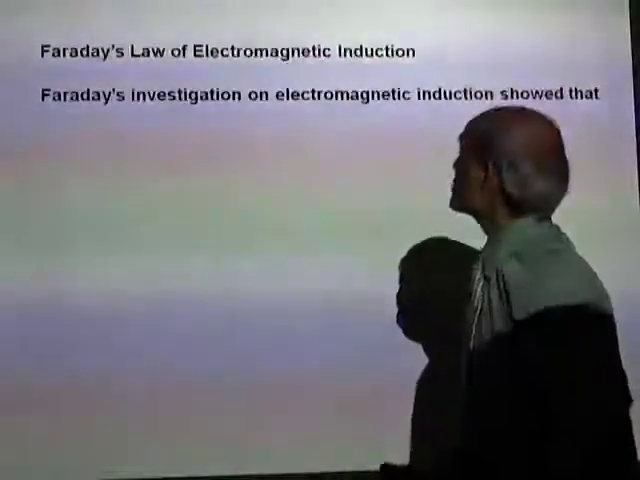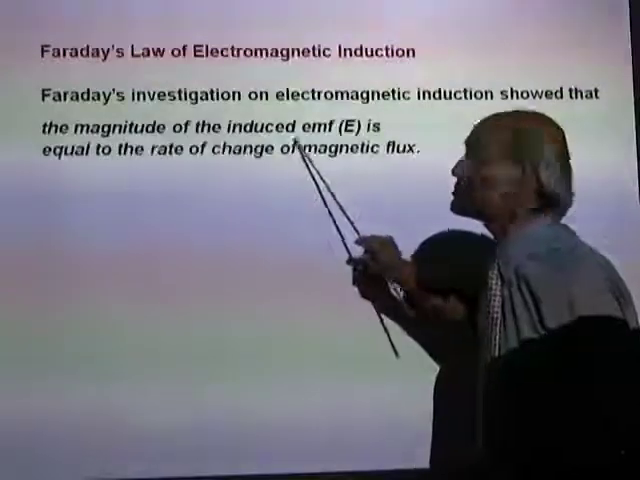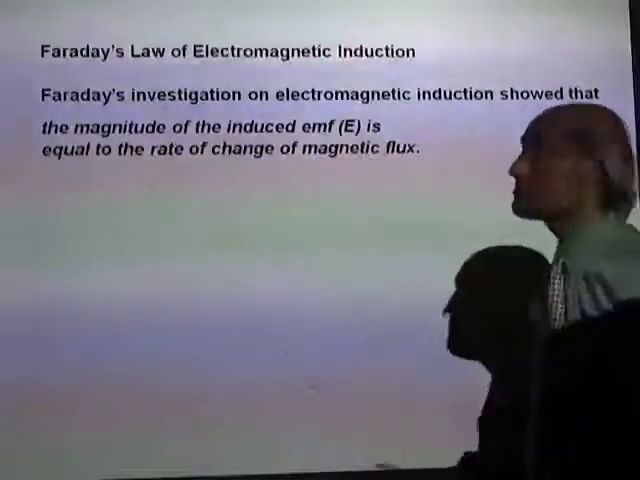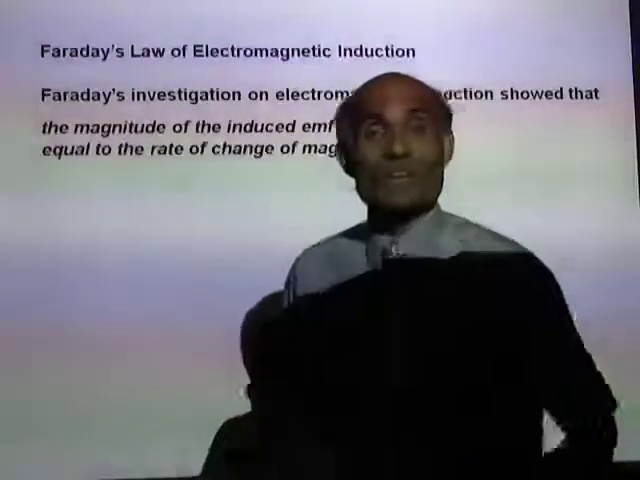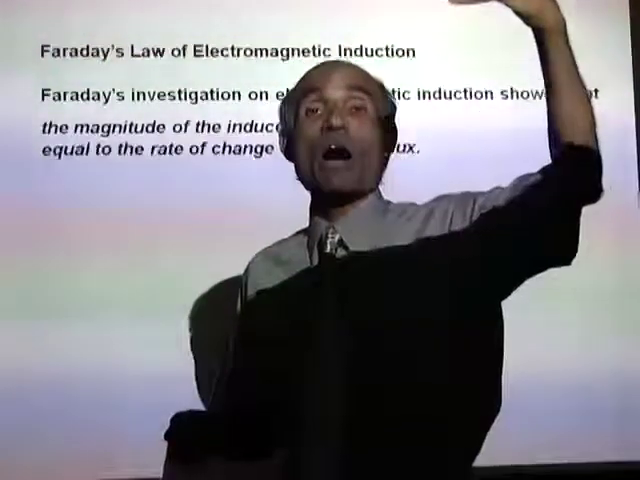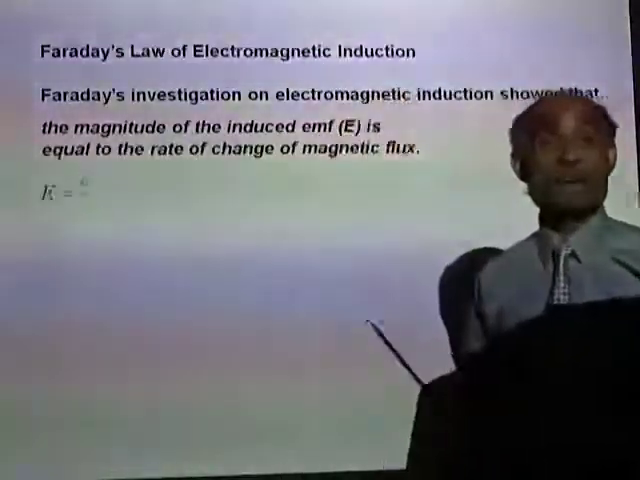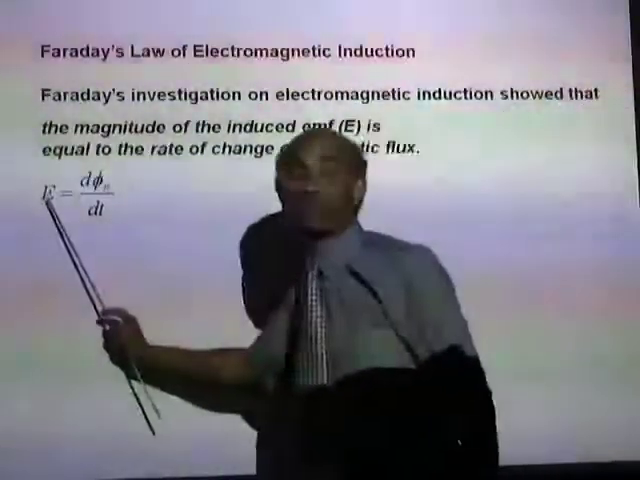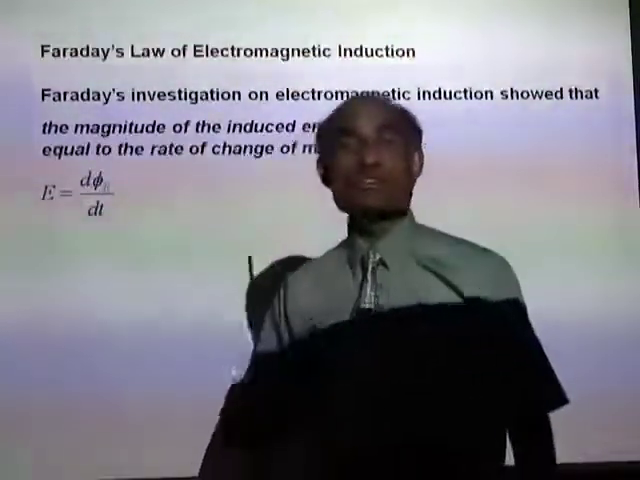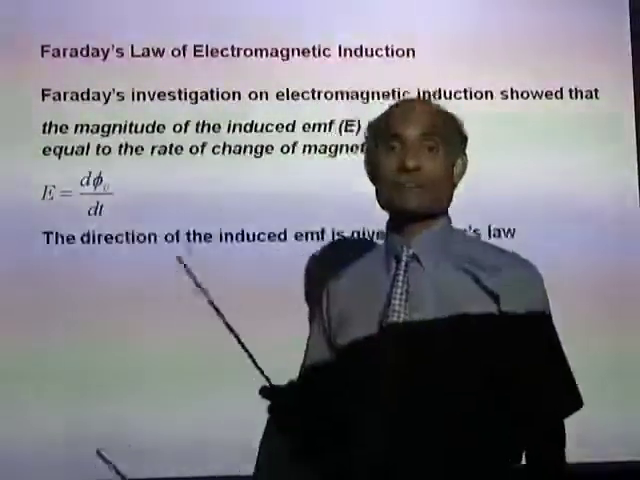Well, Faraday's investigation on electromagnetic induction showed that the magnitude of the induced EMF E is equal to the rate of change of magnetic flux. In other words, if the magnetic flux changes very fast, the induced EMF will be very high. Now, this gives you only the magnitude of the induced EMF. We can write it as E equal to d phi by dt. The induced EMF is a measure of the rate of change of magnetic flux.